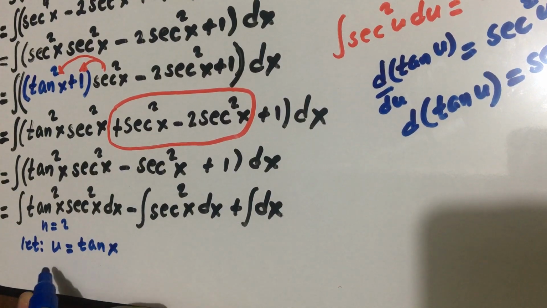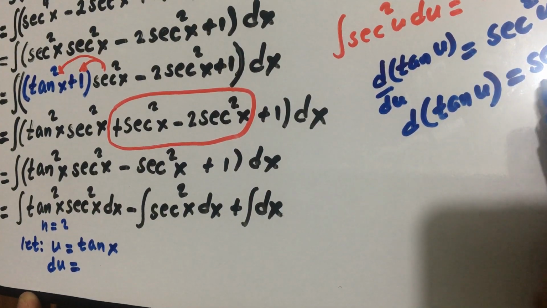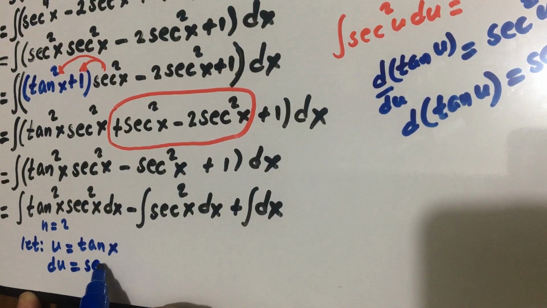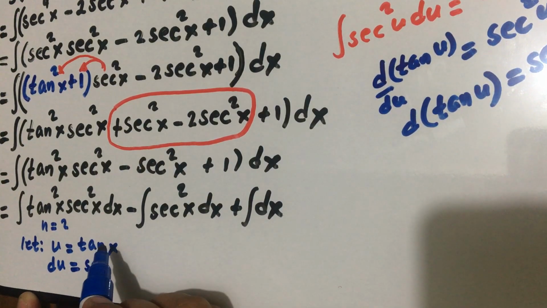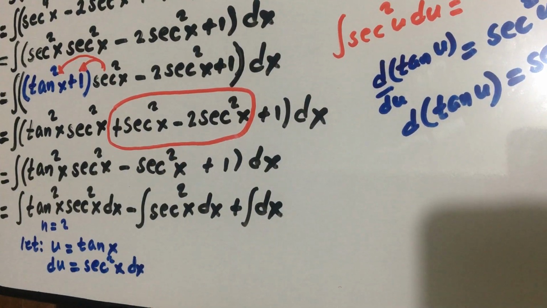And from here, I'll just do this directly or immediately. So our du is simply our formula. Now derivative of tangent u is simply secant squared u du. Alright, so we can have here the du is simply secant squared x dx. Okay, so we'll continue it here.